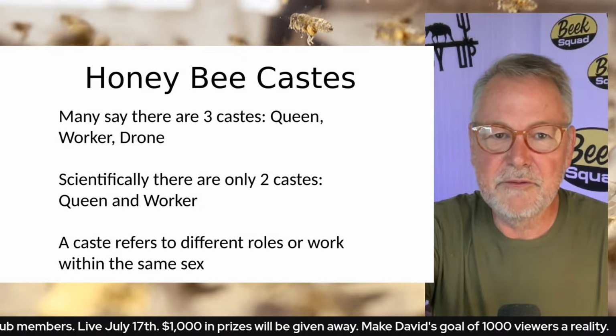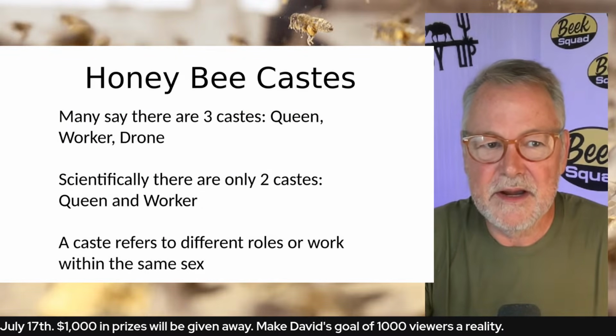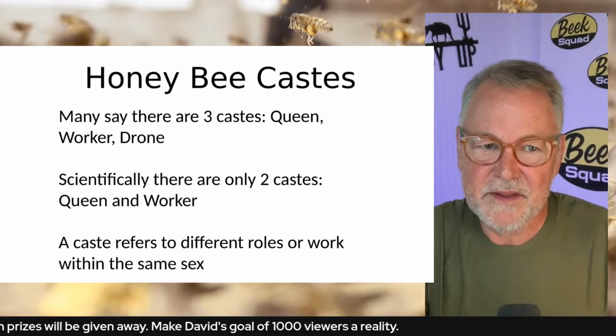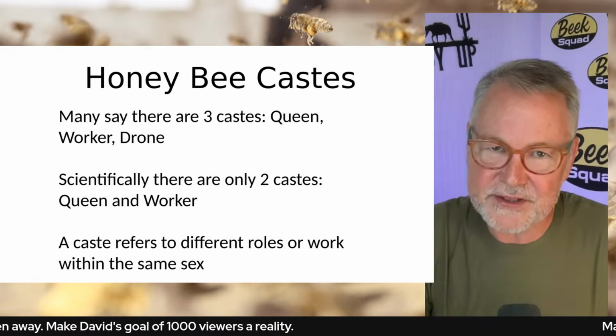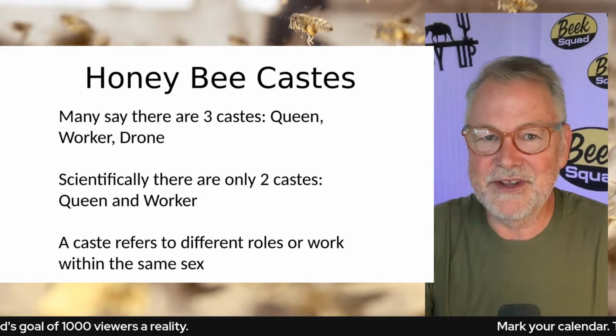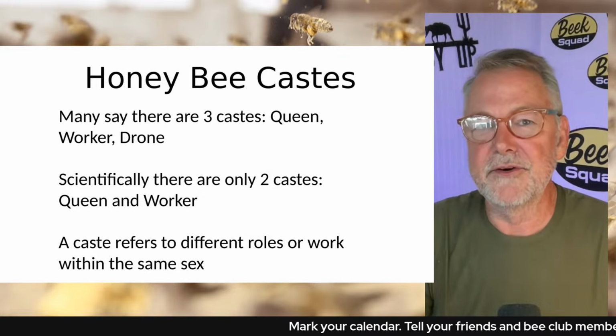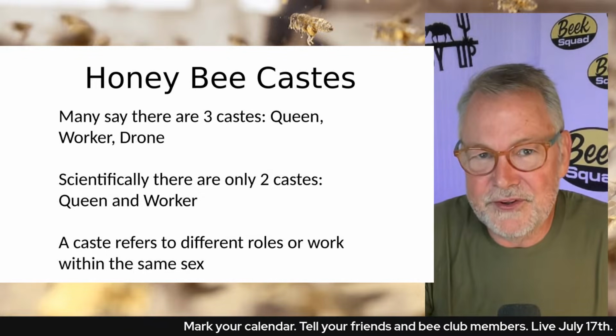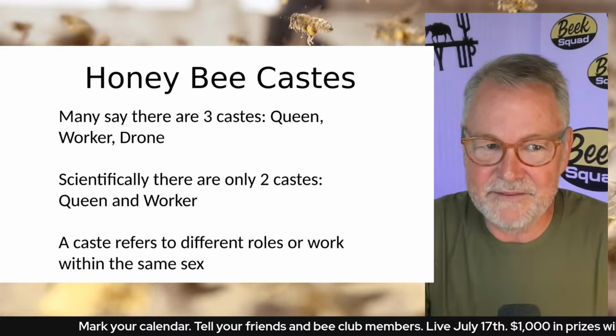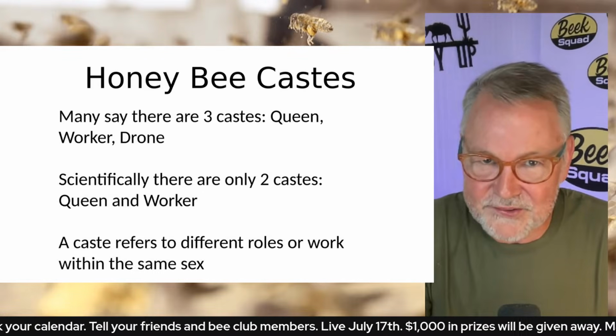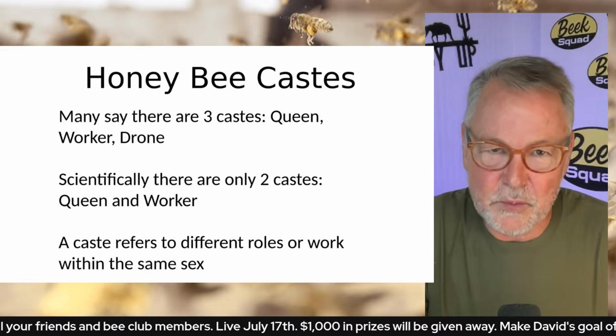However, we really can't say that, because scientifically, there are only 2 castes in the hive, because a caste has to be of the same sex. So there are 2 castes in a honeybee hive. Yeah, that's what scientists say. And they say it's the queen and the worker.